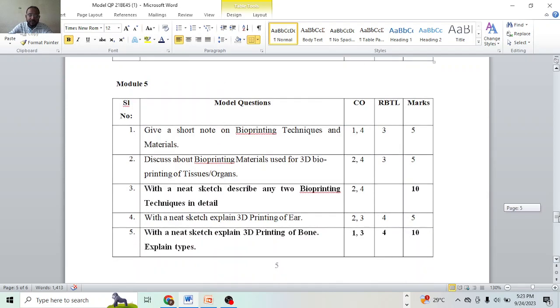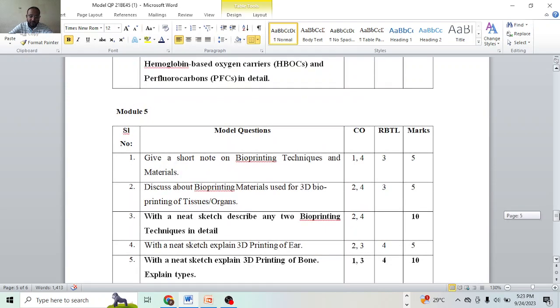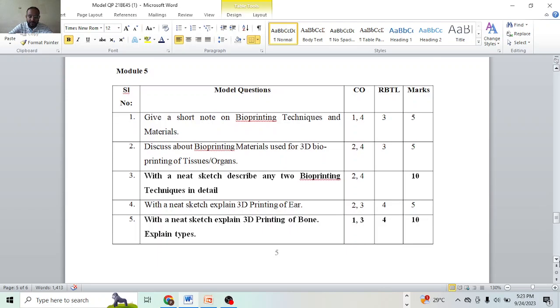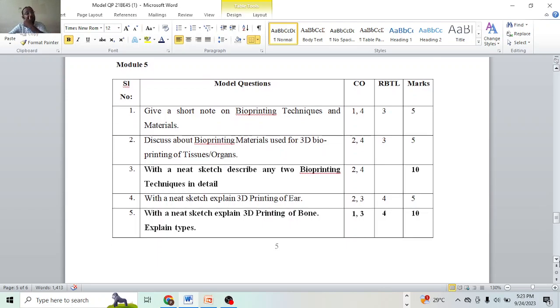So far we discussed model questions from module 1 to module 4. In this video we are going to discuss module 5. Hope you guys are getting how the questions can be framed, and based on what kind of questions have been framed, how you are going to answer. So far we have discussed the module 1, module 2, module 3 and module 4 questions, along with the notes.